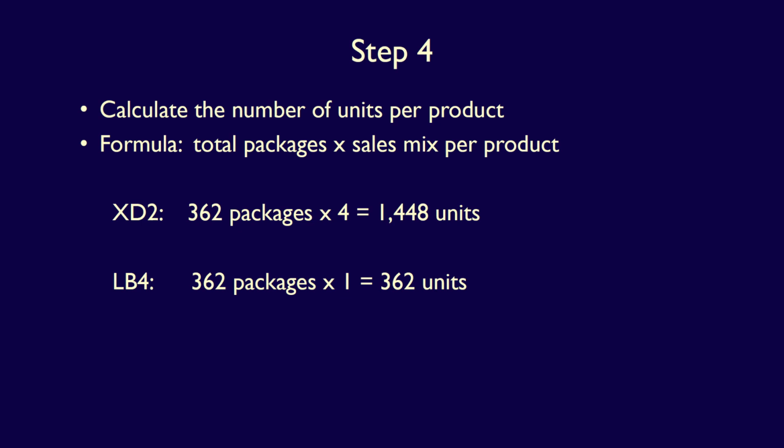So what does this mean? In order for management to break even, they're going to have to sell 1,448 units of XD2 and 362 units of LB4. So we've calculated the number of units of each product required to break even, which is exactly what we set out to do at the beginning of this video.